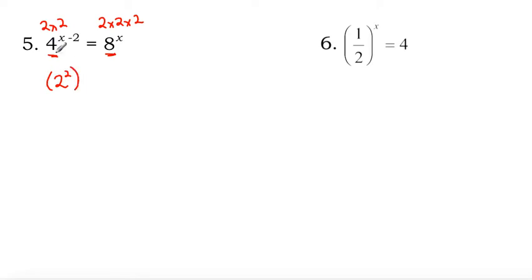So 2 squared is the same as 4. That's still to the power of x minus 2 from here. I'll do the same with the 8. The 8 is the same as 2 cubed. They are the same. And that is to the power of x.